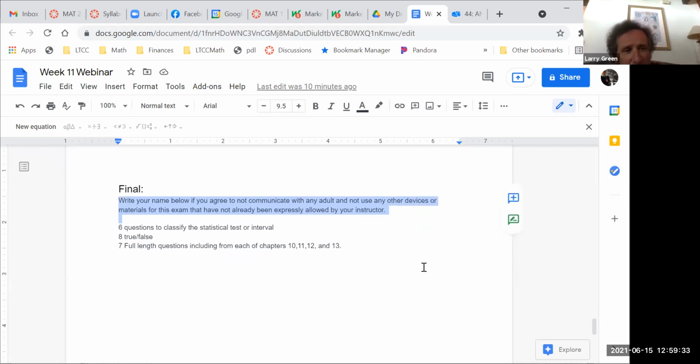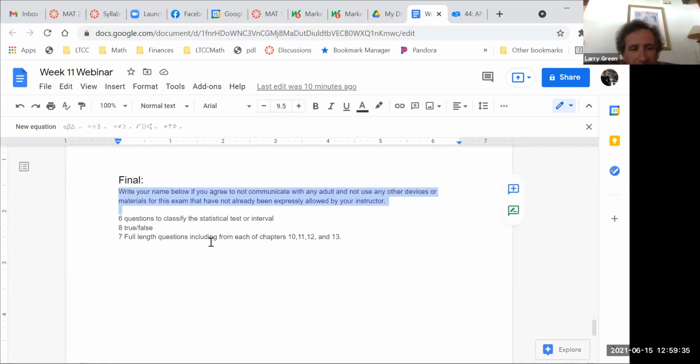Then let me go through the rest of the exam, in vague terms. Next, there are going to be 6 questions where you're asked to classify the statistical test or confidence interval. I'll give you a paragraph about what a researcher might be interested in doing, and you have to say which of the tests you're doing or which of the confidence intervals you're using. Any questions on the idea of what those are?